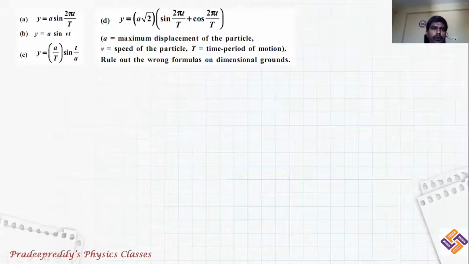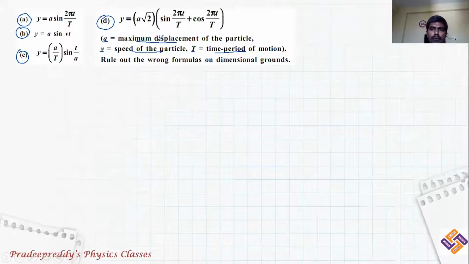See, check it up. We have 4 different equations. y is A sine 2 pi t by T. 1, 2, 3, 4. 4 equations we have. And it is given A is maximum displacement, v is speed of the particle, T is time period. Rule out the wrong formulas on dimensional grounds. So now we should check which is wrong out of these 4. Right? This is one previous JEE question. You should find out which one is wrong out of these equations.